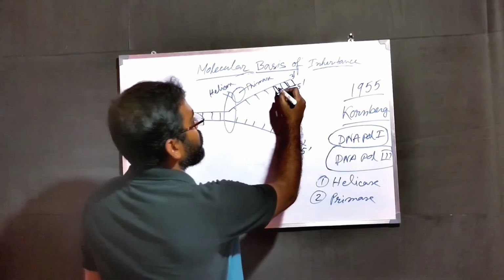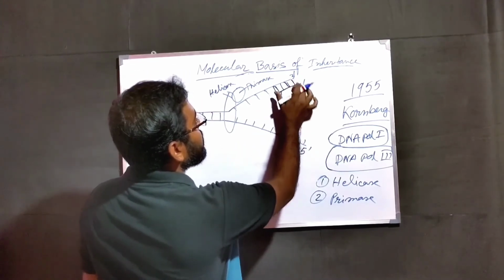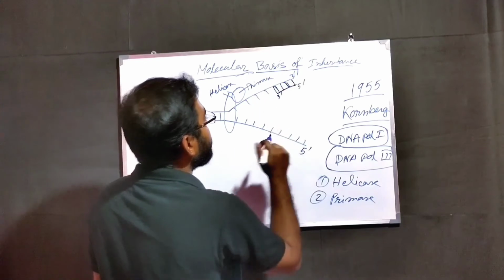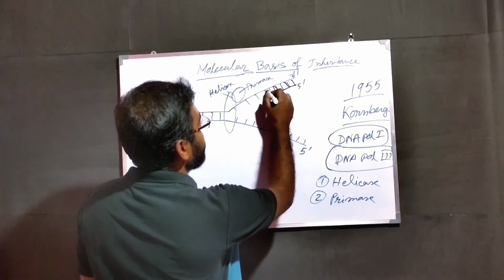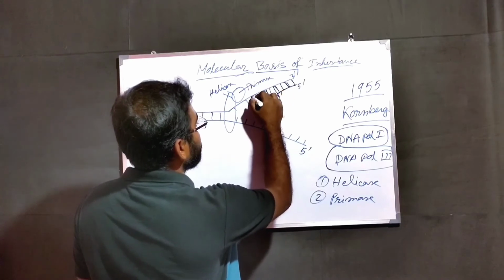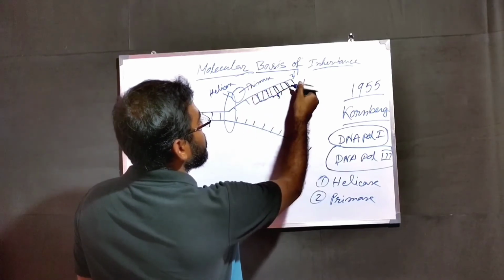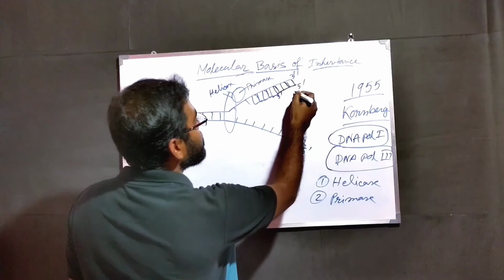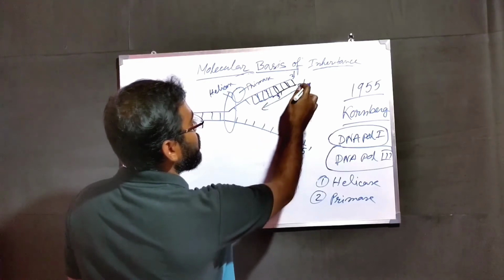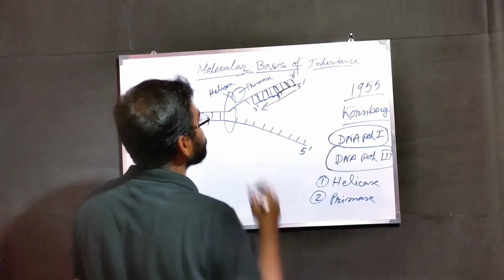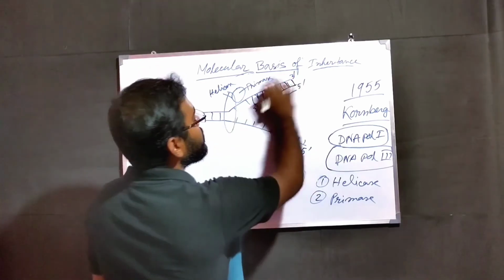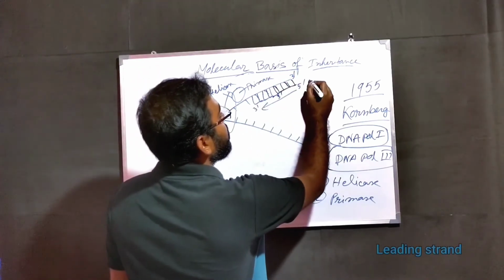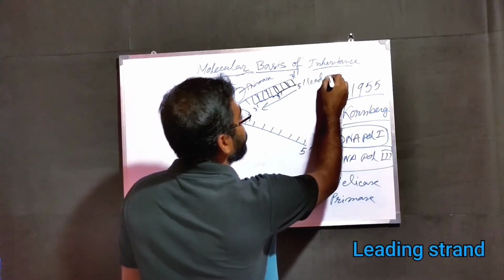So when this RNA primer is attached to this template, a new nucleotide will bind on this position. So the new DNA strand will be synthesized in this direction, 5 prime to 3 prime direction. This is a continuous process. This strand is called the leading strand.